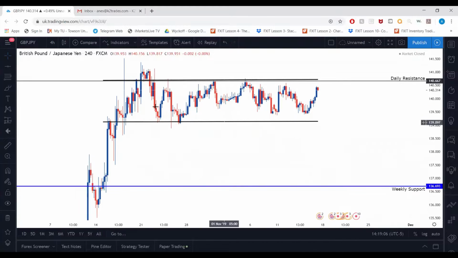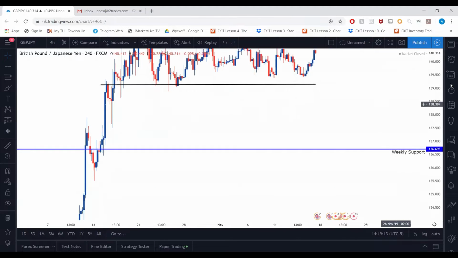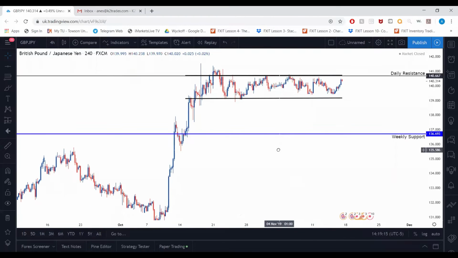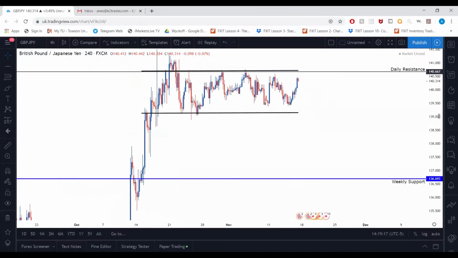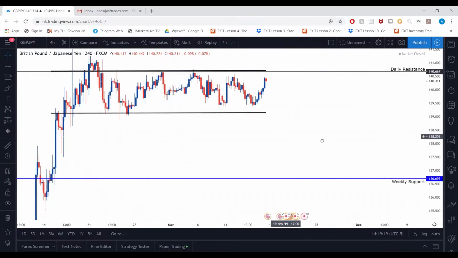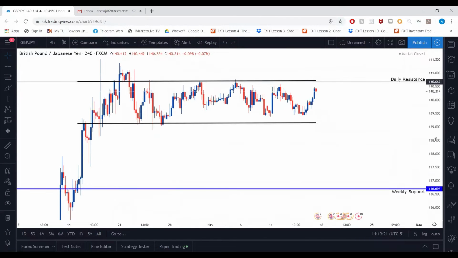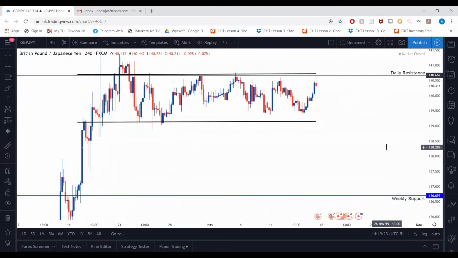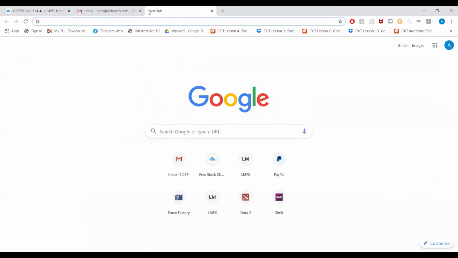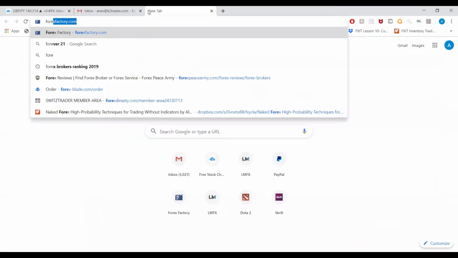In the longer term, I'm really favoring this correction to at least this weekly support from this whole massive move to the upside. Hopefully we get that before, I believe, December 12, when there's a new major news event related to GBP and the Brexit deals. So let's see what major news we have this week, because I did not get a chance to look at it.